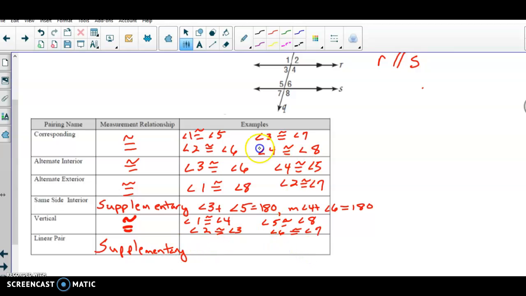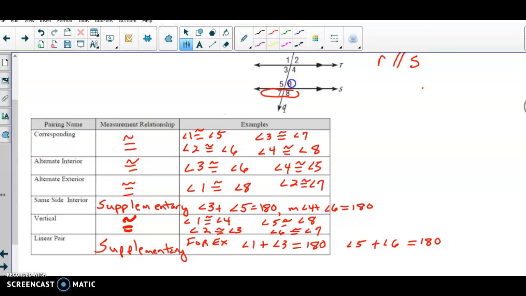A linear pair, we have a whole bunch of linear pairs here, but a couple of examples would be, remember, a linear pair is two angles next to each other that form a straight line. Say angle 1 and angle 3. Those would add up to 180 degrees. Another combination might be angle 5 and angle 6. Those two would add up to 180. Really, any combination of two side by side, angle 7 and angle 8, 180.